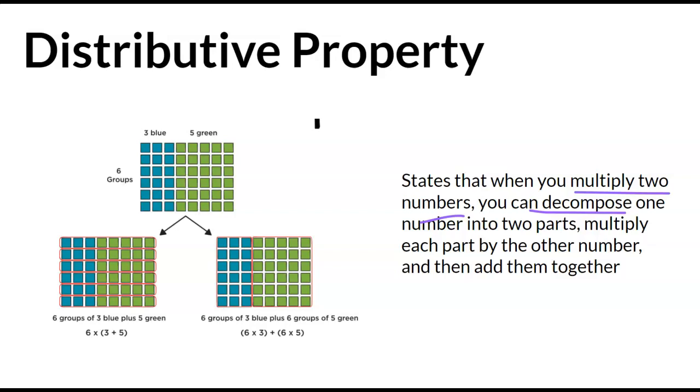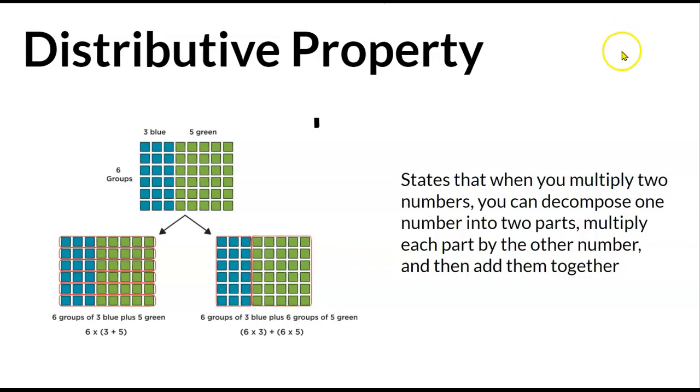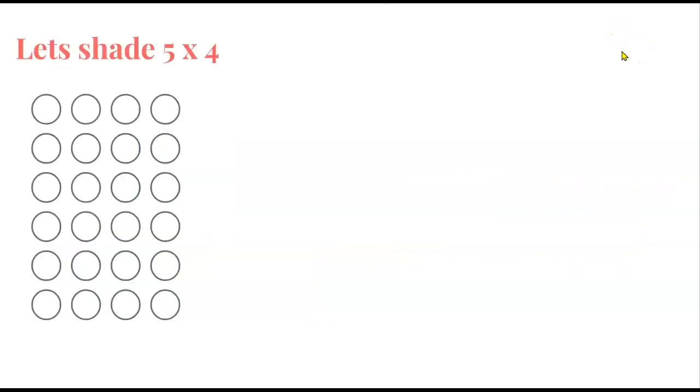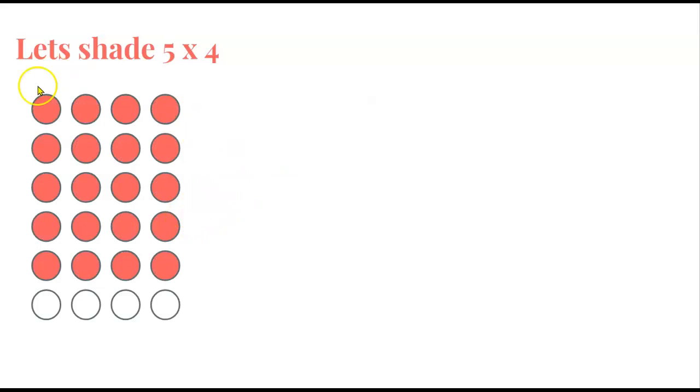So let's go ahead and take a look at this problem over here. We're going to look at this array diagram, and we're going to shade 5 times 4, or 5 rows of 4. Okay, so we went ahead and did that. We shaded 5 rows of 4. Now, how much is 5 rows of 4?